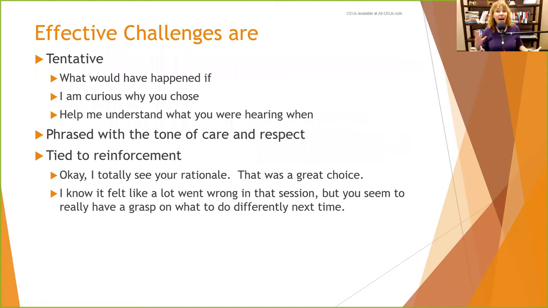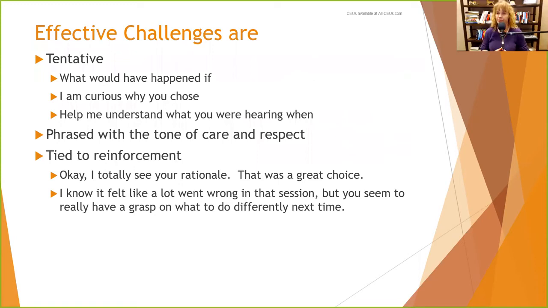If they've had a lot of bad stuff going on, and it was a really bad week or a really bad session, you can say something like, I know it felt like a lot went wrong in that session, but you seem to really have a grasp on what to do differently next time. Maybe there really wasn't much good that came out of the session where you could have said, but this went well, and this went well. Maybe it was a really bad session and the counselor was off, the client was off, whatever the case may be. It was not an A game.